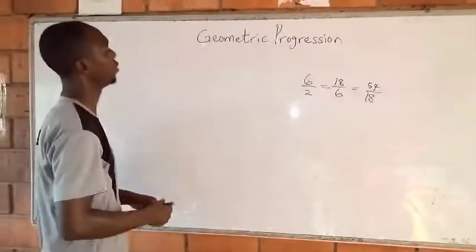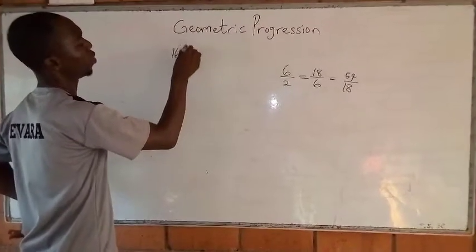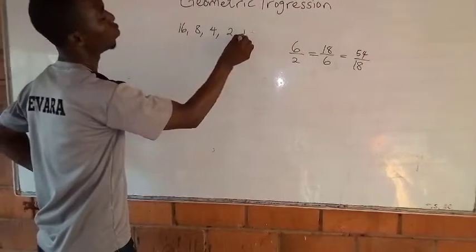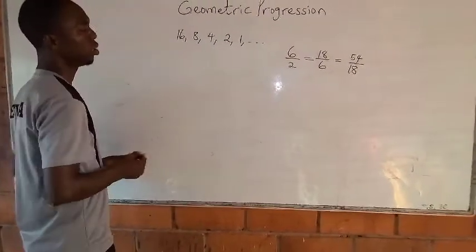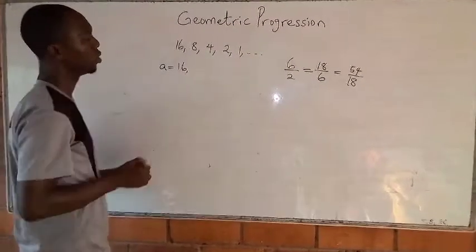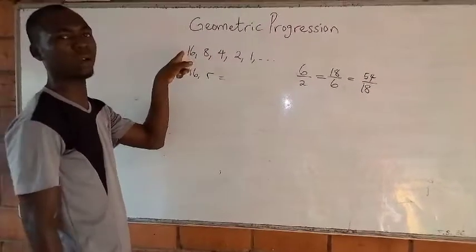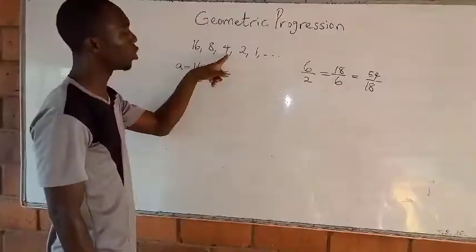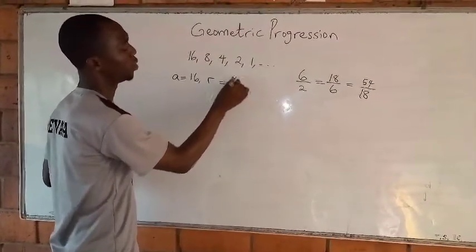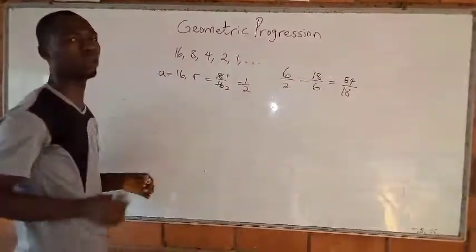Let's take another example on nth term. The first term here is 16, second term is 8, third term is 4, 2, 1, and so on. Here we can see that our first term is 16. What is the common ratio? The common ratio is the second term divided by the first term, or the third term divided by the second term. So if I divide 8 by 16, I have 1 over 2. So my common ratio is 1 over 2.